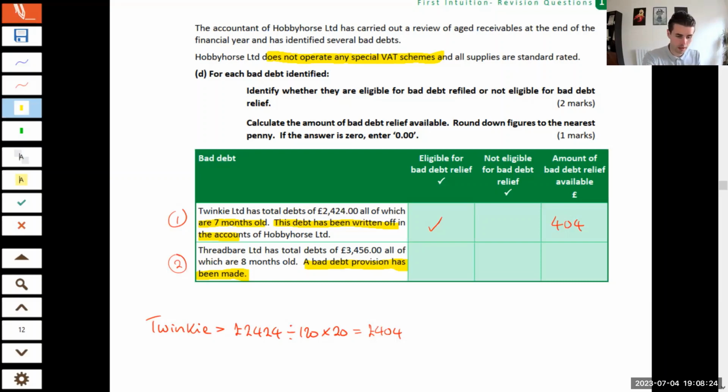So actually, not eligible because I haven't written it off. Now, what the company could do, Hobby Horse could just put 2 and 2 together and just write the debt off if they believe they're not going to get it and reclaim the VAT. So the amount I can recover is nil. There you go. That's it.